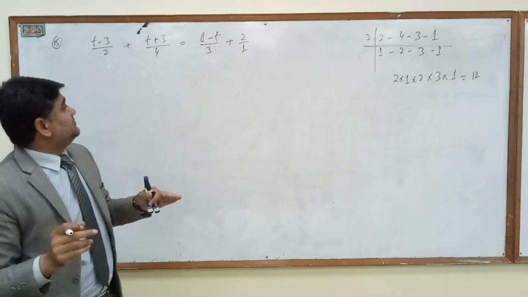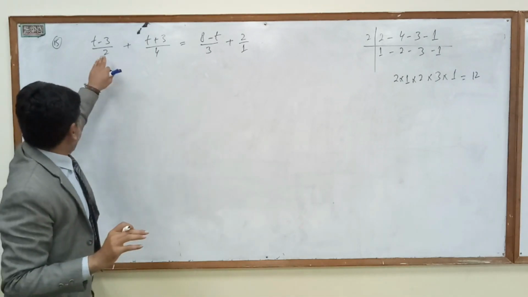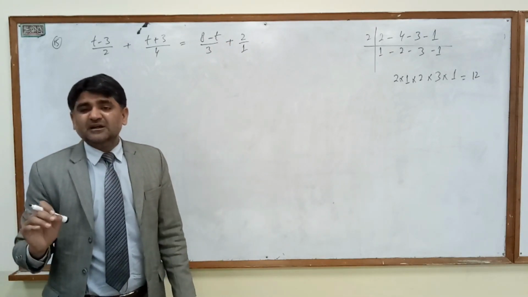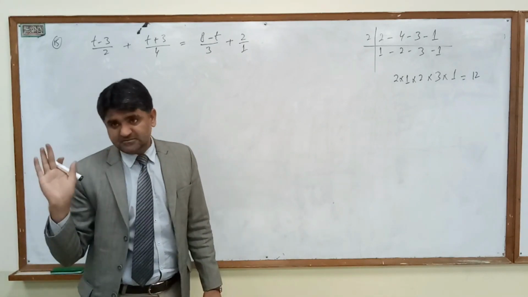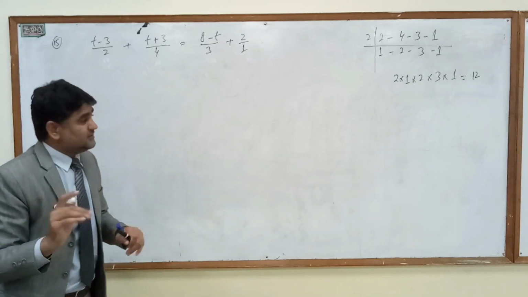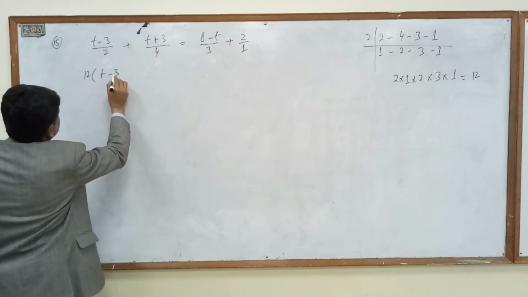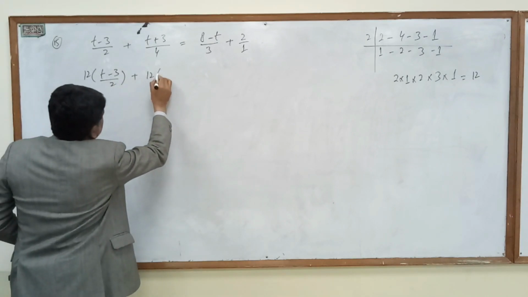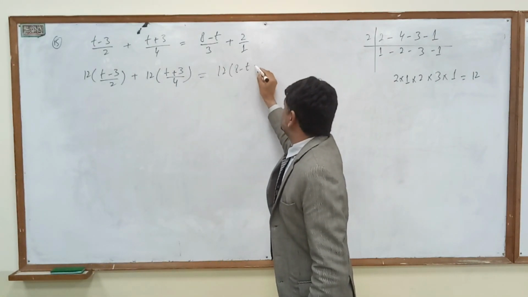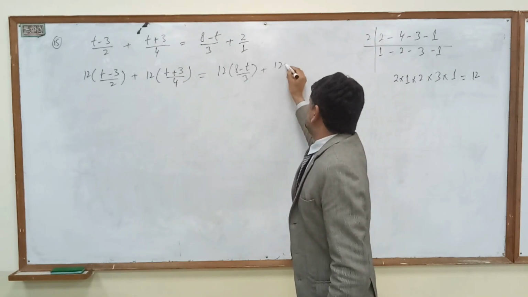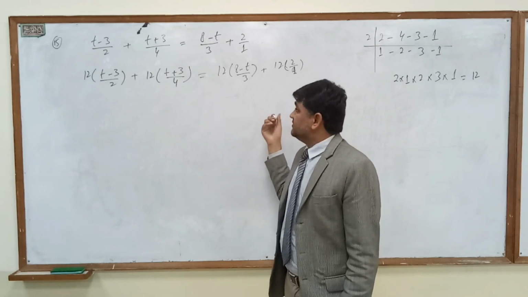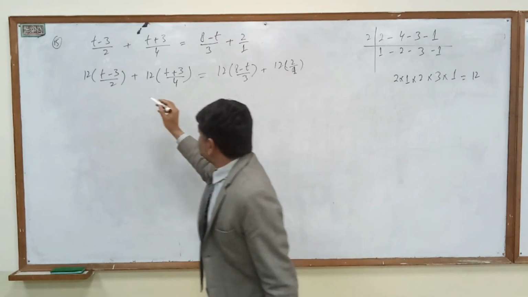Once you take the LCM, you can multiply the LCM with all expressions of the equation. It's one expression, it's another expression, it's another expression. Addition or subtraction always separates the expressions. So as I stated, we multiply the LCM with all expressions of the equation. Clear? So 12 multiplied by (t minus 3 by 2), then 12 multiplied by (t plus 3 by 4) is equal to 12 multiplied by (8 minus t by 3) plus 12 multiplied by 2 by 1. It's up to you. You can write it out or leave it, whatever you want, you can solve.